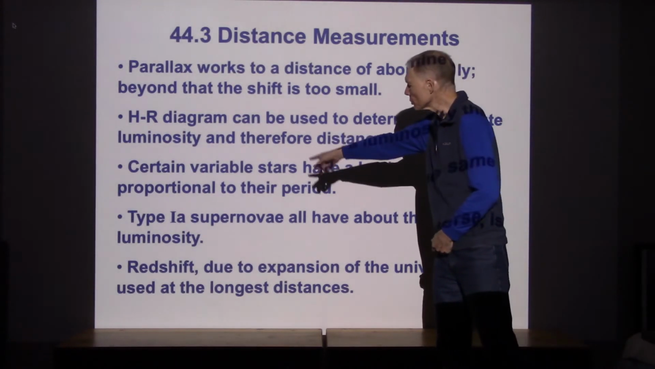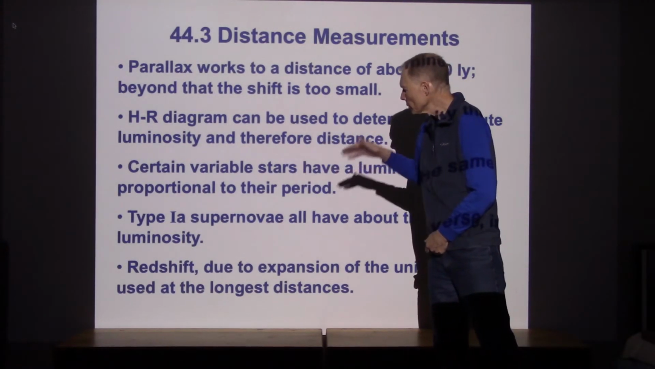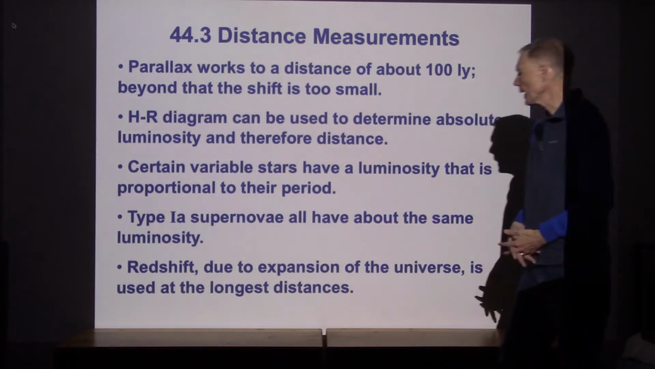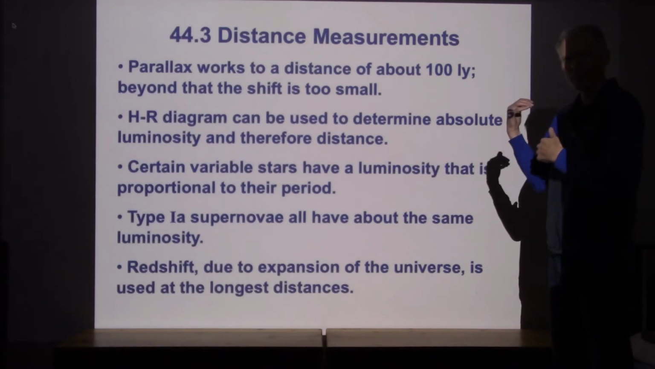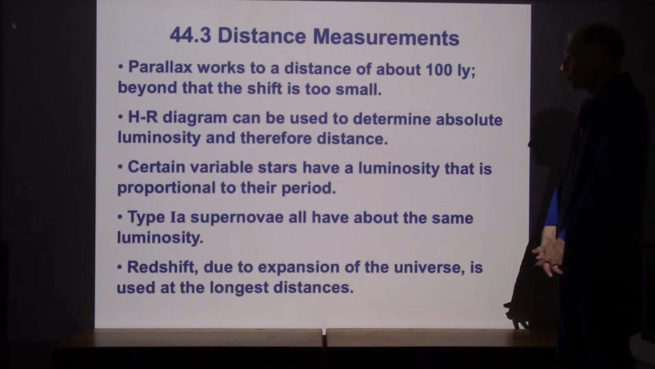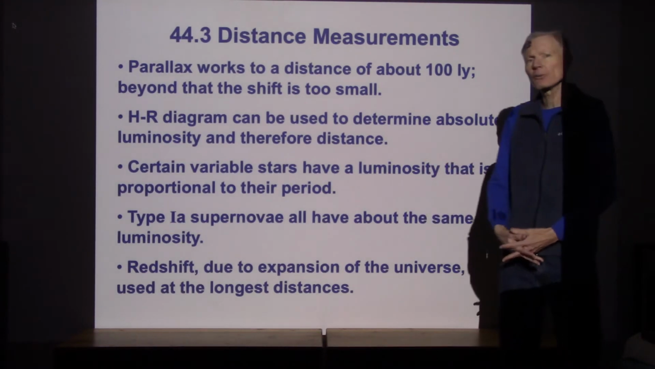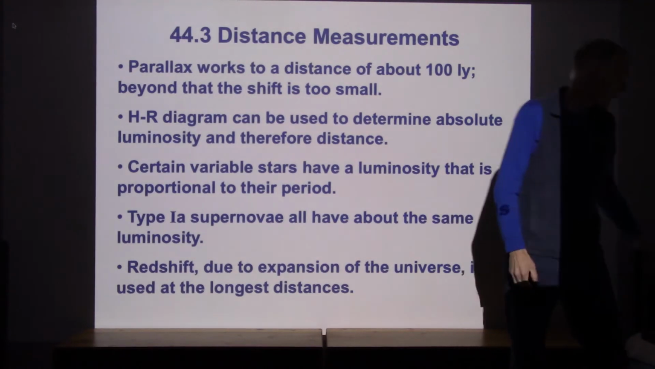Now, we use the type 1a supernovas to calibrate what we call redshift. And once we have the cosmological redshift for a galaxy figured out, we'll talk about this some more, we can actually use those as a way to determine distances out to galaxies.